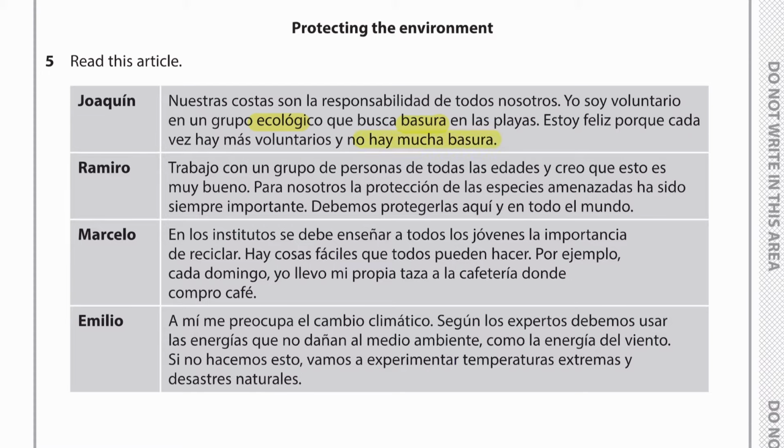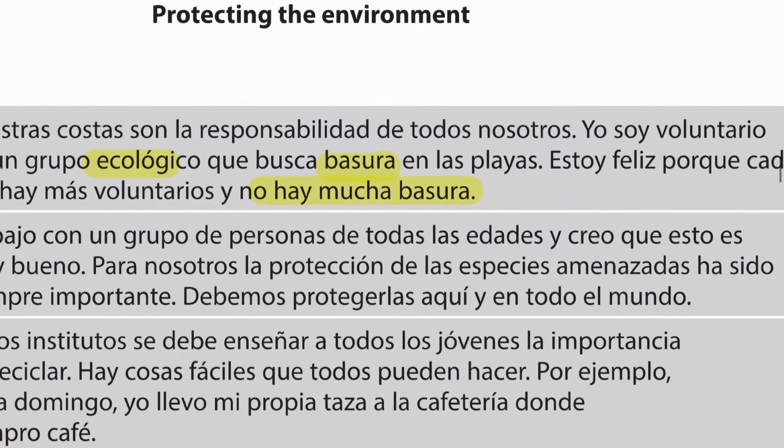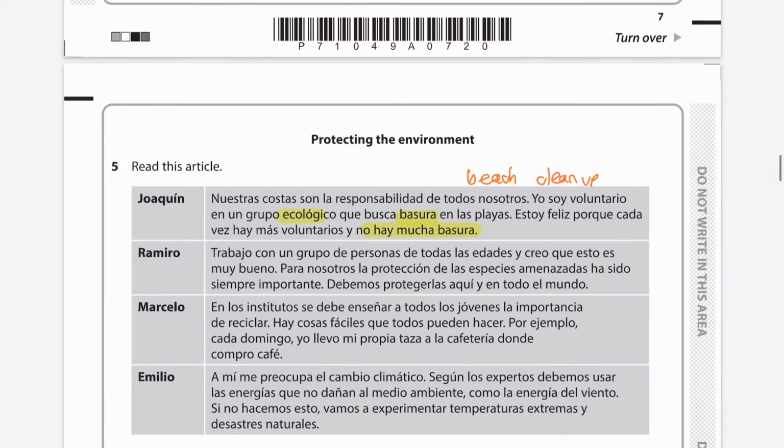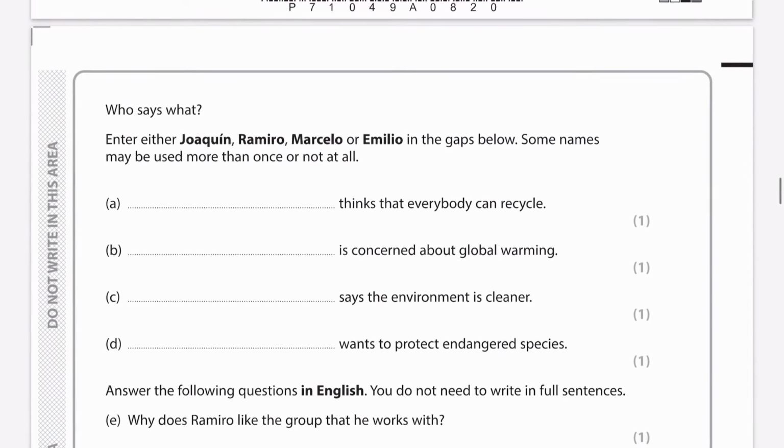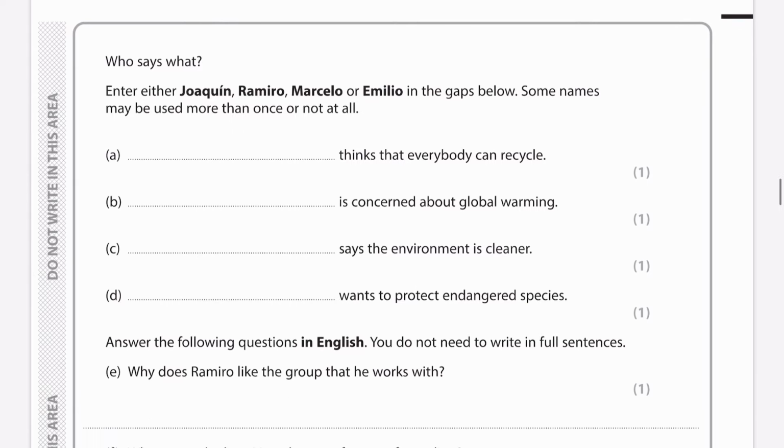So this guy's basically, just to summarize, is beach cleanup, isn't it? So this guy's all about beach cleanup. He's a volunteer and he thinks to protect the coast, aka the beach. He's all about that. So let's see if there's anything about beaches or the coast. I mean, immediately, no, there isn't. Joaquín does not mention global warming, does not mention endangered species.